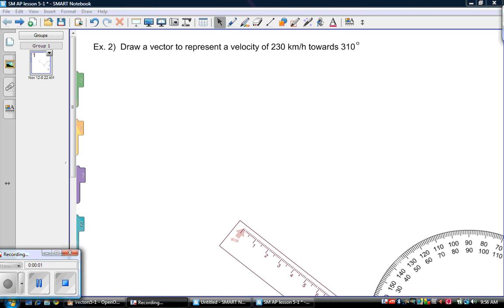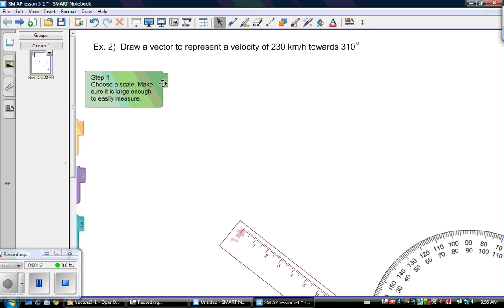Example, we're going to draw a vector to represent a velocity of 230 kilometers per hour towards 310 degrees. So our first step is we need to choose a scale. Choosing a scale, we want to make it large enough that it's easy to measure, easy to read, because that is how we will be getting our answers once we start adding vectors.